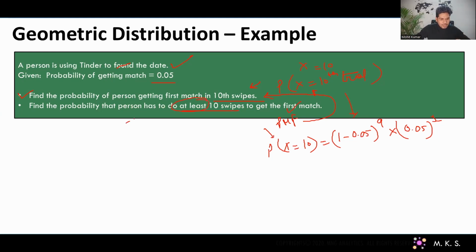So now what we need to find over here is the probability of x greater than 10, or you can say at least 10, meaning including 10. So x greater than or equal to 10. This is the probability you have to calculate.